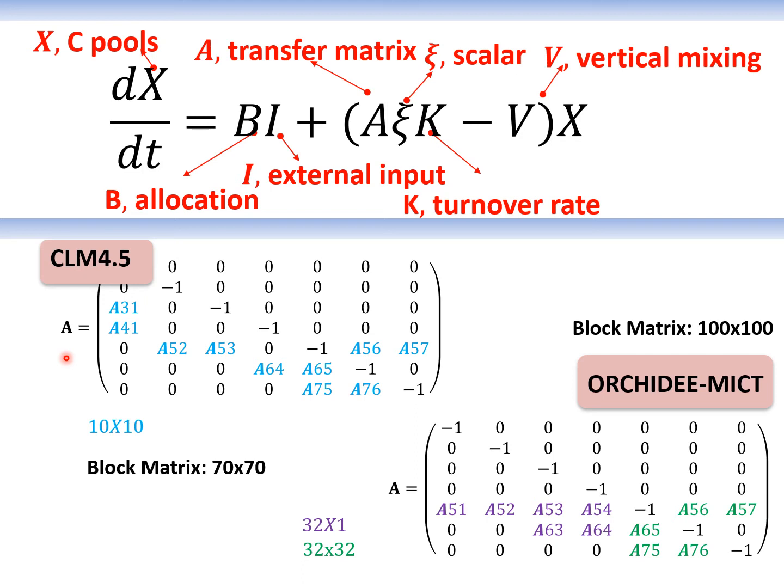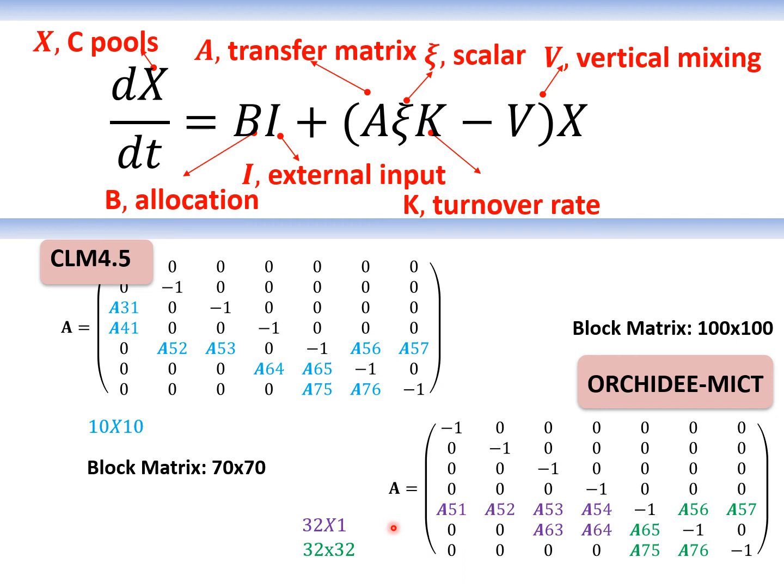The transfer matrix A here is more complex than the earlier case, since both CLM and ORCHIDEE MICT assume the fraction of carbon transferred between different types of organic matter is the same for different soil depths. So I construct the A matrix as a block matrix, which means A is made up of smaller matrices, that is, blocks. For CLM 4.5, each smaller block, for example, the A31 here, is a 10 by 10 matrix corresponding to 10 soil layers. The diagonal elements of the A31 are actually the same since the original model assumes the fraction of transfers does not change with soil depths.